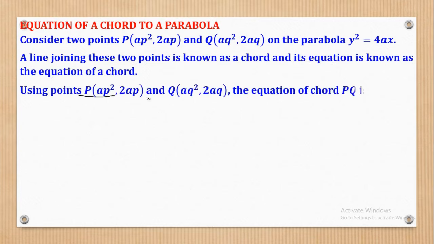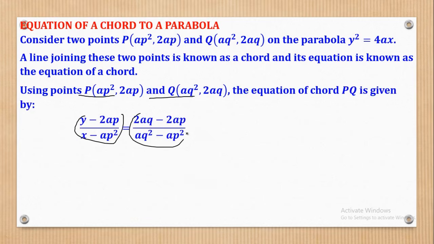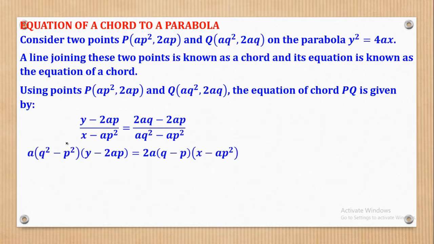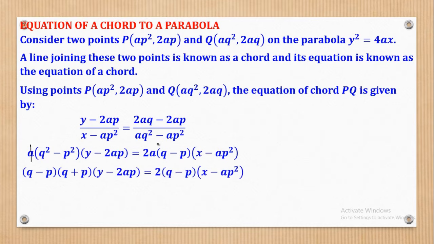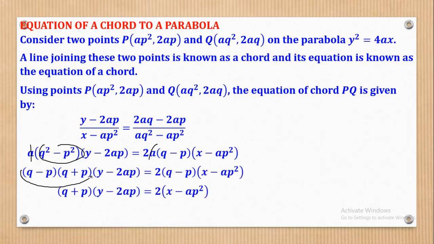So using 2 points P and Q, the equation of chord PQ is given by this. You equate the gradients. This is the gradient using points P and Q, and this is the gradient using point P and the variable point xy. So when I cross multiply, I come up with that. Simplify this, and this a can cancel to remain with that. Then this is the difference of 2 squares, that's why you can see this. Then from there, this and this can cancel, remain with this alone.